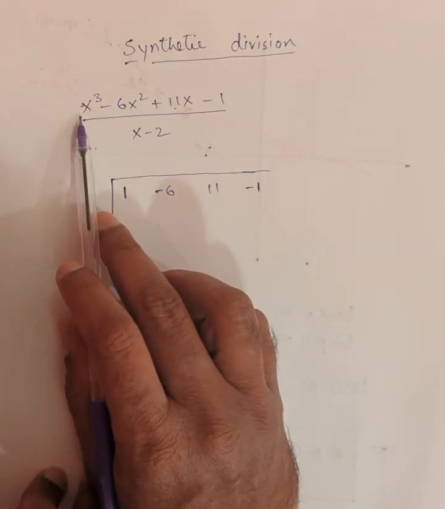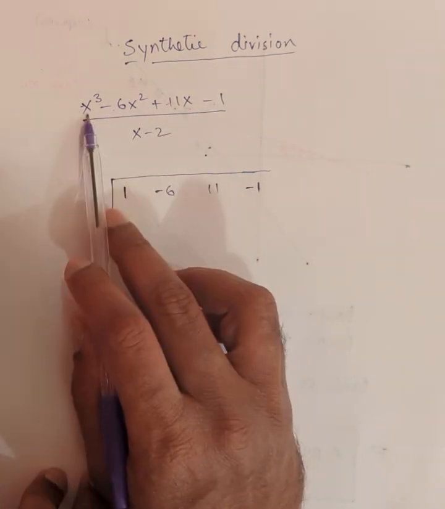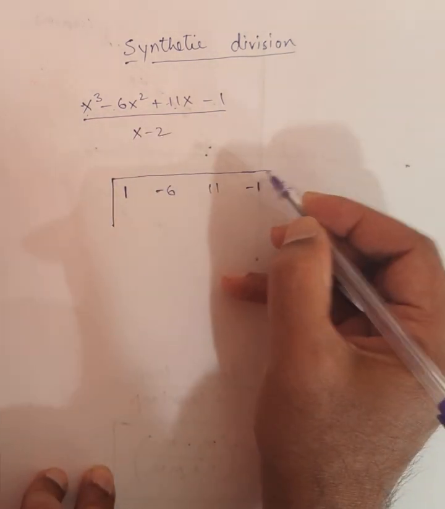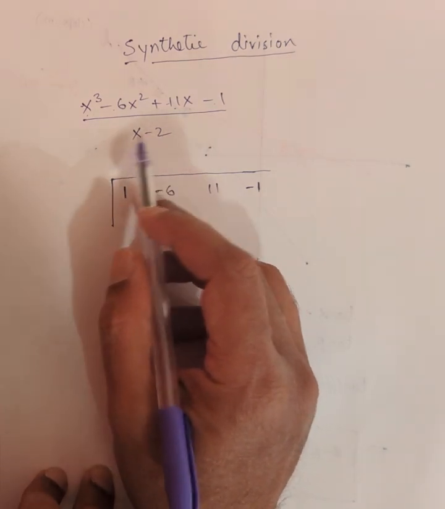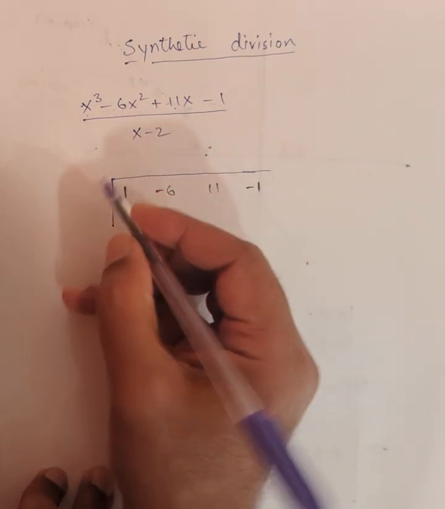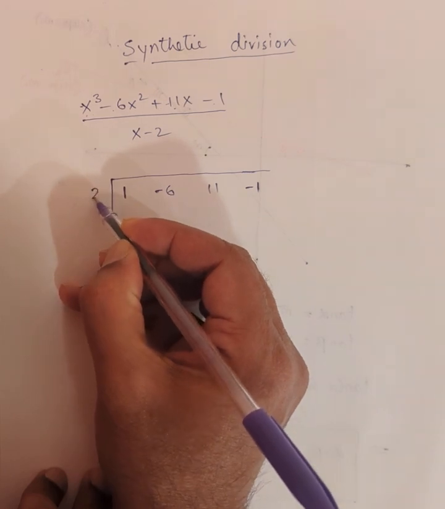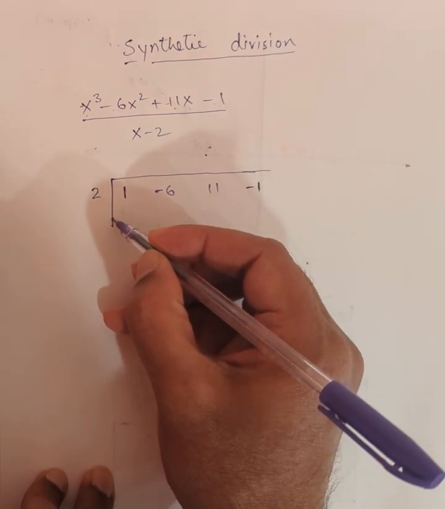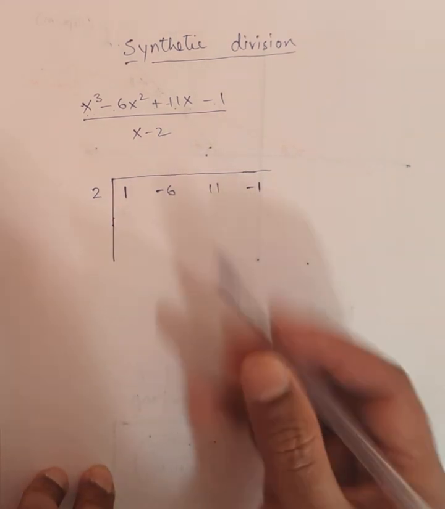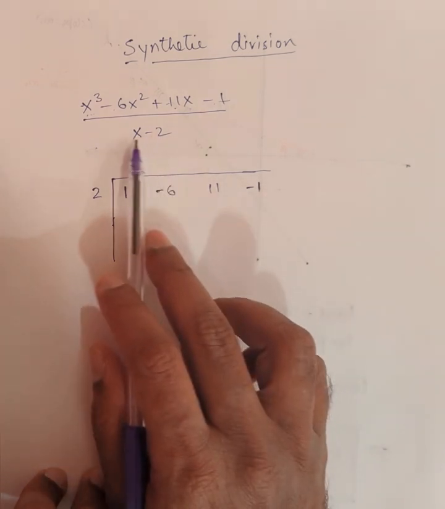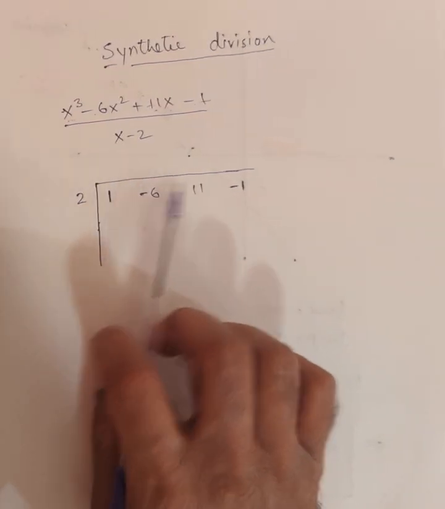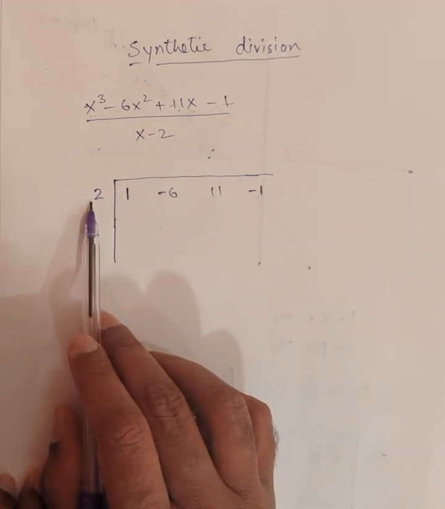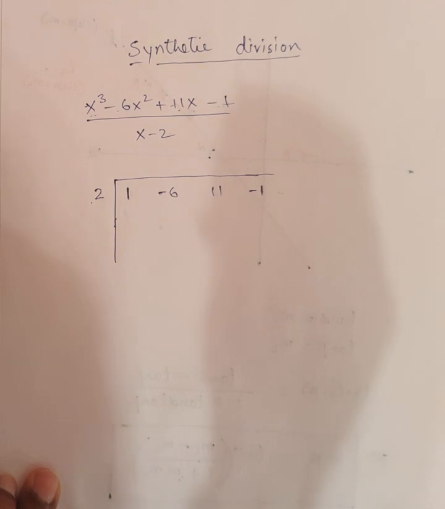So let me repeat this. We just pull the numbers. We ignore the variables. And here is the thing. If you are dividing by x minus 2, then you want to write positive 2 here. All right, so this is our first step. Write the coefficients, then if it's x minus 2, you write 2. If it was x plus 2, I would have written minus 2 here.